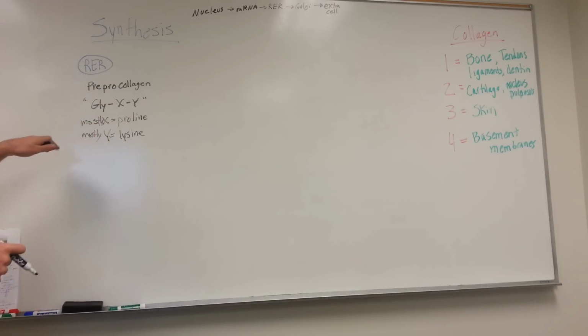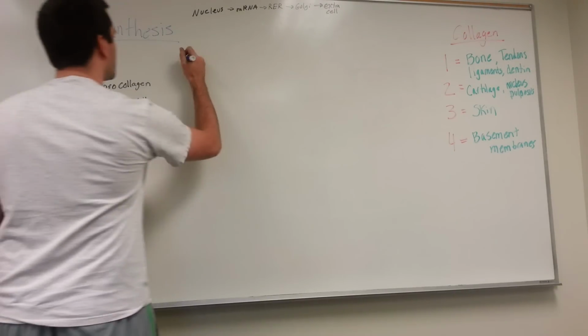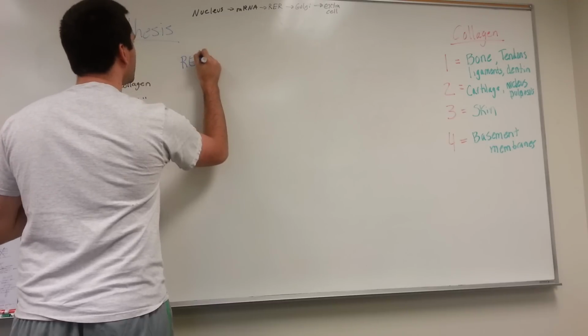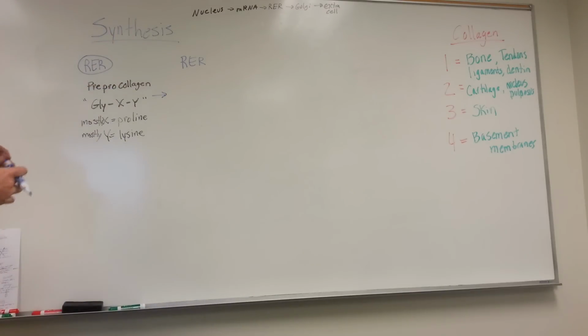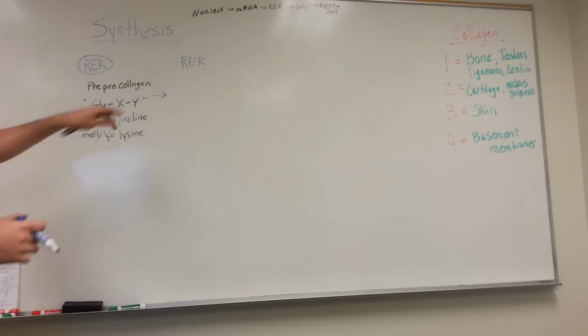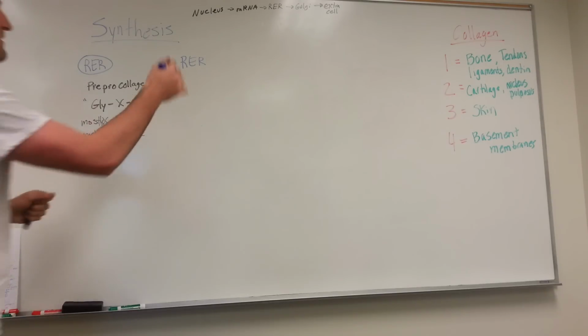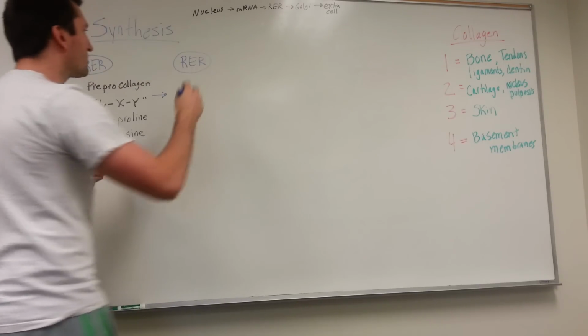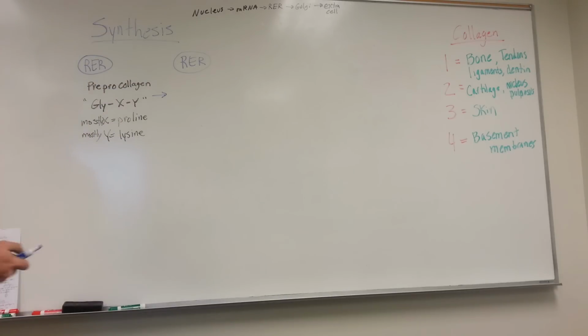Mostly X's are proline. For the most part, the Y's are lysine. Alright, so where do we go from here? Well, we're still in the rough endoplasmic reticulum, so let me get a blue. We're still in the RER, but we'll be migrating. So we have the mRNA that's translated into pre-pro collagen. What modifications can we make from here? How are we actually going to change this pre-pro into actual collagen?